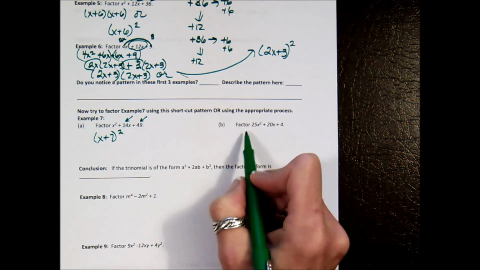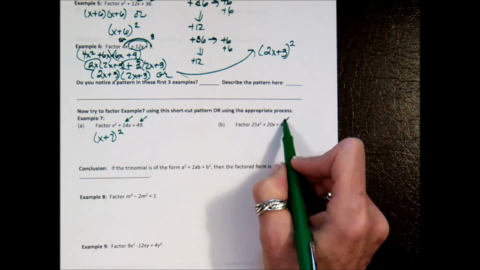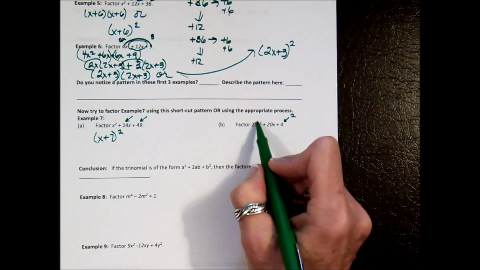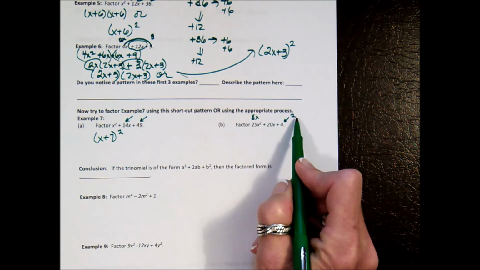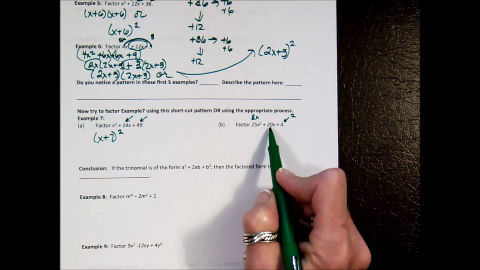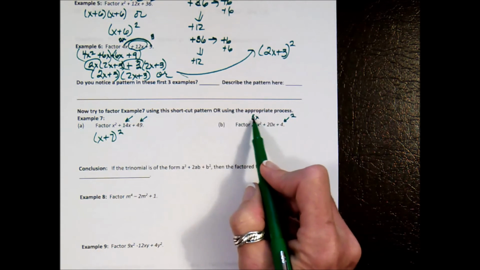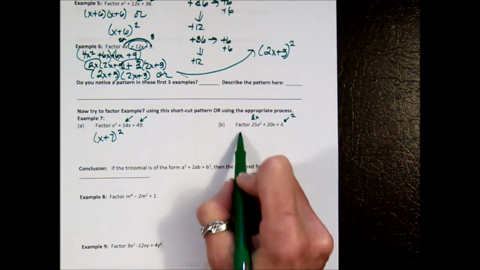Here, I can't say that. This is a perfect square. It was a 2. This is a perfect square. It was 5x. Multiply them together, 10x. Double it, it's 20x, so it should be 5x plus 2 squared.